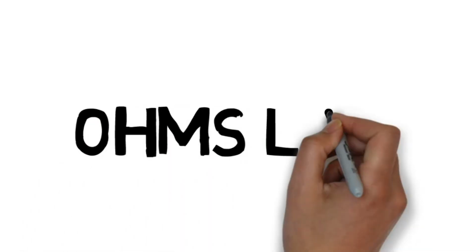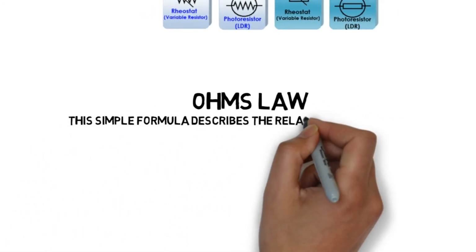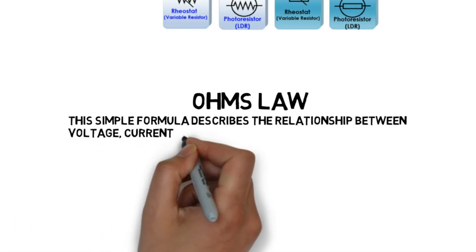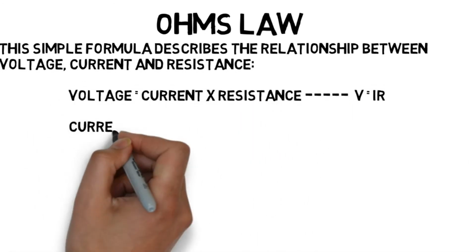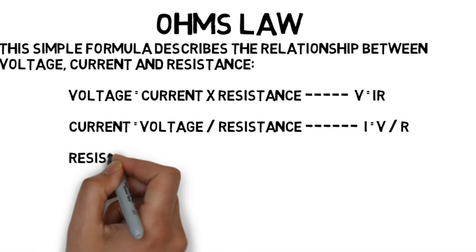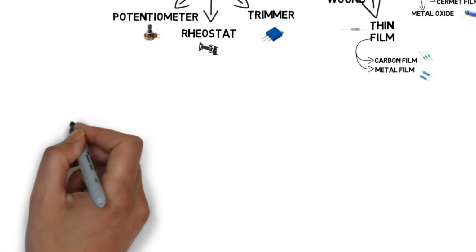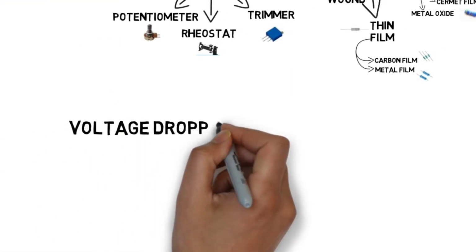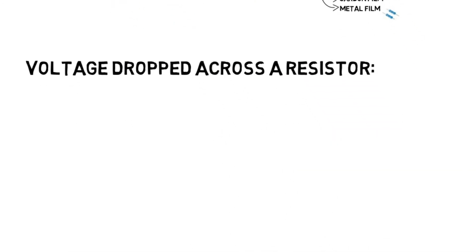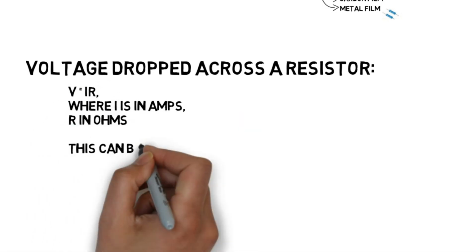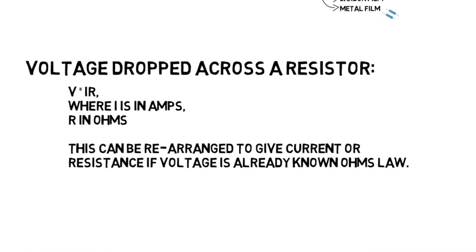Okay, let's go to discuss Ohm's law. This simple formula describes the relationship between voltage, current and resistance as follows. Voltage dropped across a resistor, V equals IR, where I is in amps, R in ohms. This can be rearranged to give current or resistance if voltage is already known.